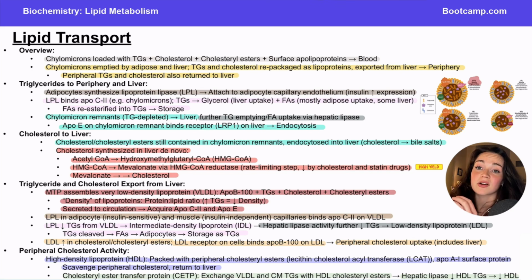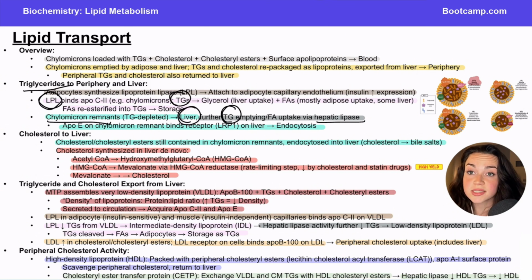So we had chylomicrons floating around in the blood that were full of triglycerides and cholesterol and cholesterol esters. Through the activity of lipoprotein lipase on the capillary endothelium of adipocytes, we were able to remove some of the triglycerides from those chylomicrons, turning them into chylomicron remnants. Those chylomicron remnants, which were partially depleted in triglycerides, still had all their cholesterol in them. They went back to the liver, where hepatic lipase was able to further empty them of triglycerides and deposit the rest of that cholesterol right there into the liver. So we've got triglycerides in the liver and some triglycerides which had also been deposited out in the periphery into adipocytes.